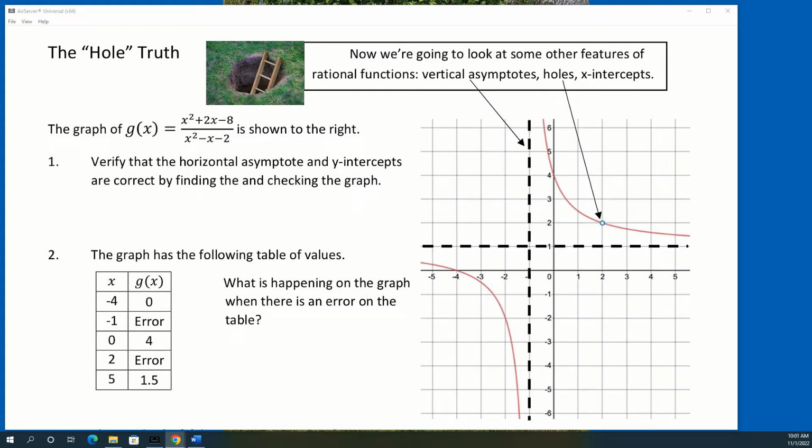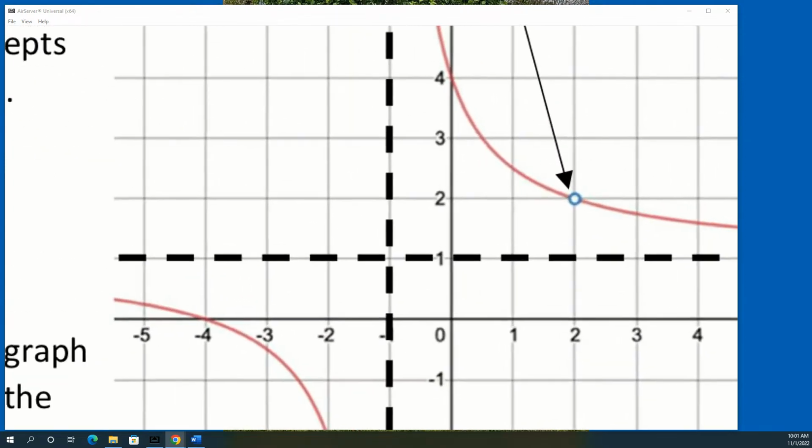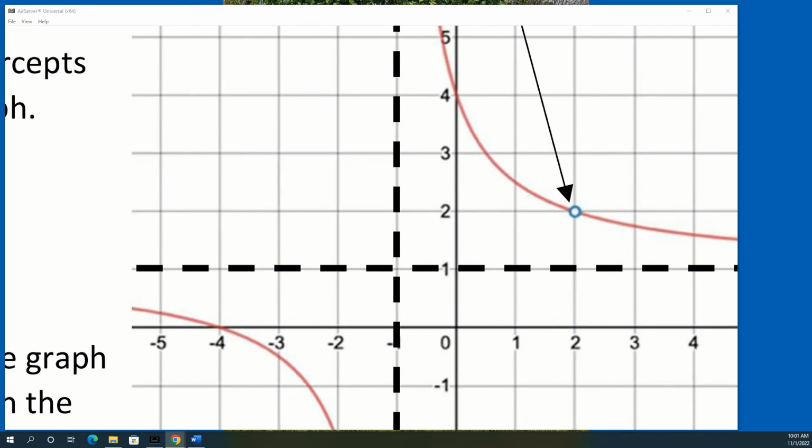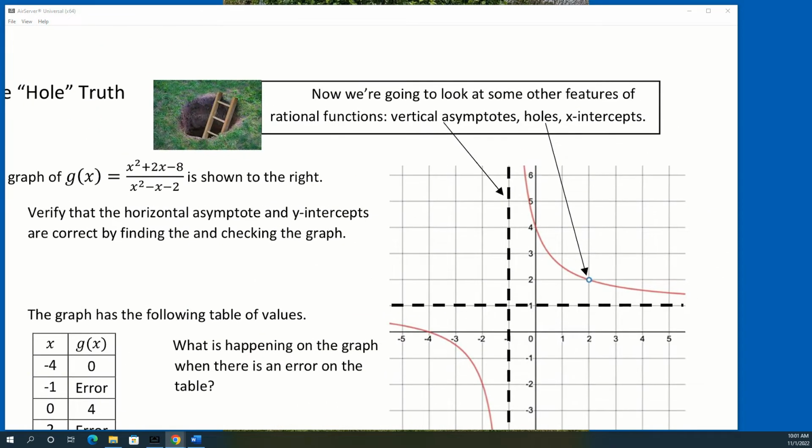Okay, so I'm pretty sure this is the first time that you guys have seen a hole in a graph. Is that right? Have you ever seen it? A hole is going to look like this right here. The graph is just going to be coming along, and then all of a sudden there's nothing, and then it continues on the other side. Sometimes with rational functions, that happens. And so we're going to talk about when that happens as we go through this paper.